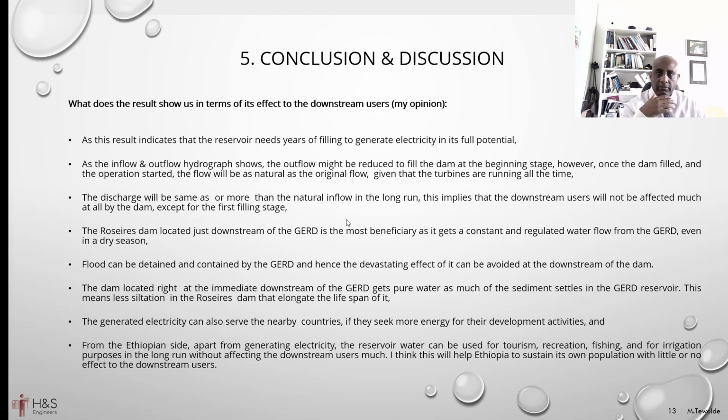So the downstream people, the downstream residents, should participate even in the economy of the dam. They have to give some money as well, because Ethiopia is building the dam for them so that the water is going to be regulated. If you see it positively, that is it.